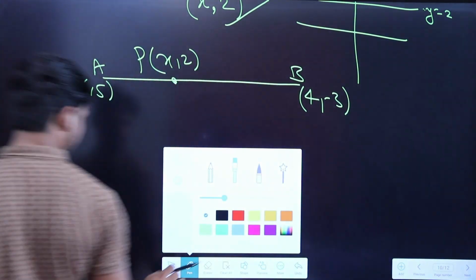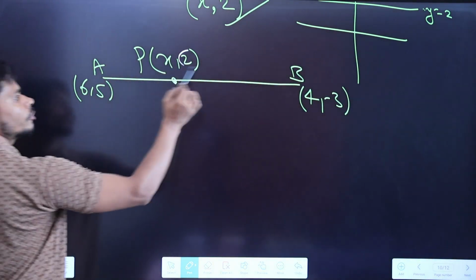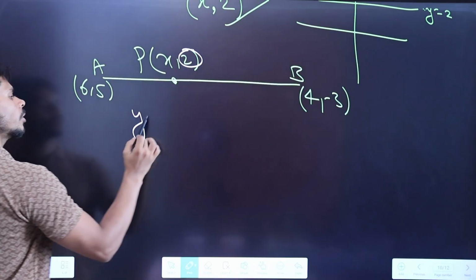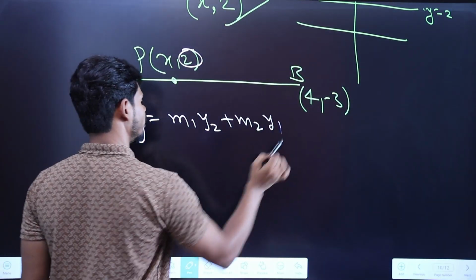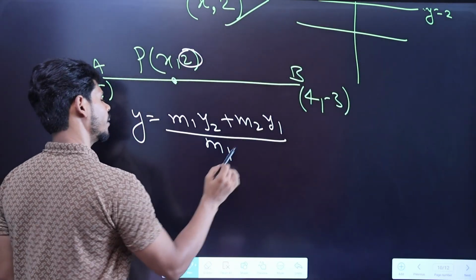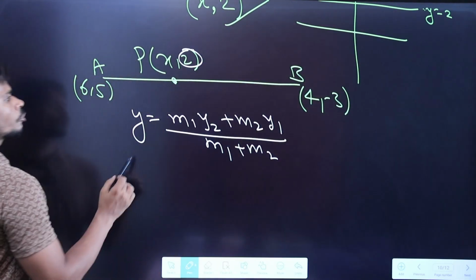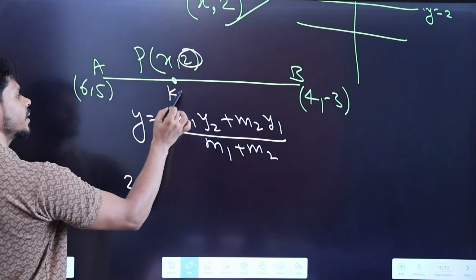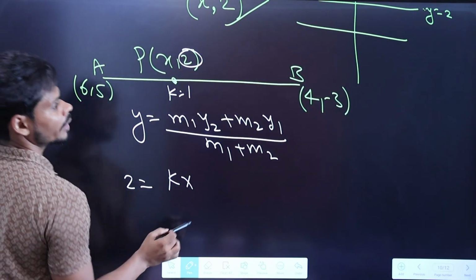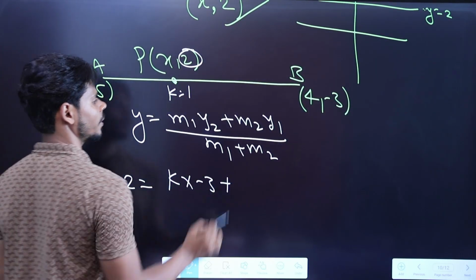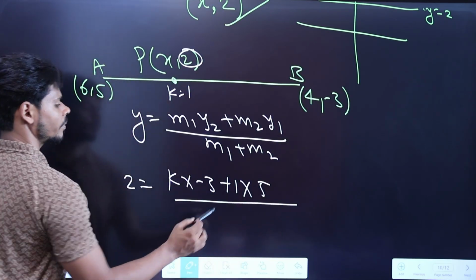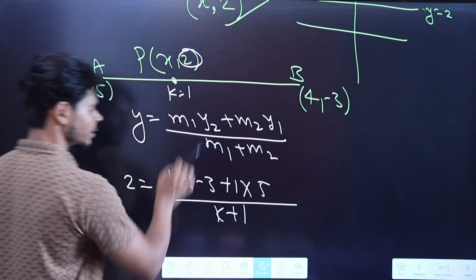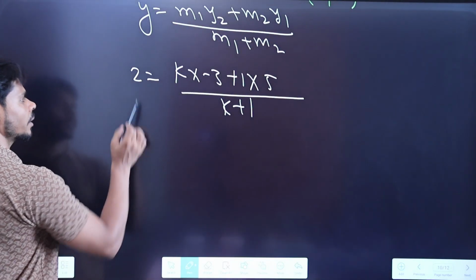We know the value of y. We are going to apply the formula for y: (m1 y2 + m2 y1) divided by (m1 + m2). So y is 2, m1, let's say it is k raised to 1. So k into y2 is -3, then plus m2 is 1 into y1 is 5, divided by m1 plus m2, which is k plus 1. We just need to cross multiply to get the ratio basically.